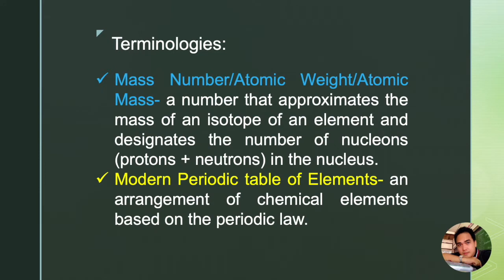Mass number or atomic weight or atomic mass refers to the number that approximates the mass of an isotope of an element and designates the number of nucleons, which consist of protons and neutrons found in the nucleus of the atom. The modern periodic table of elements refers to the arrangement of chemical elements based on the periodic law.